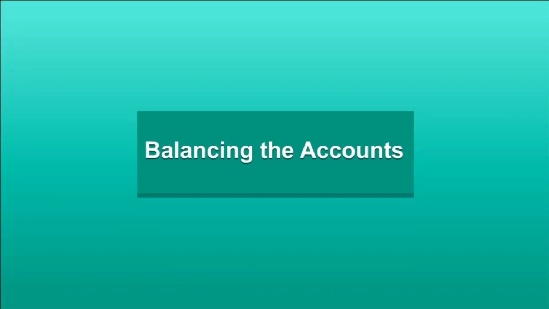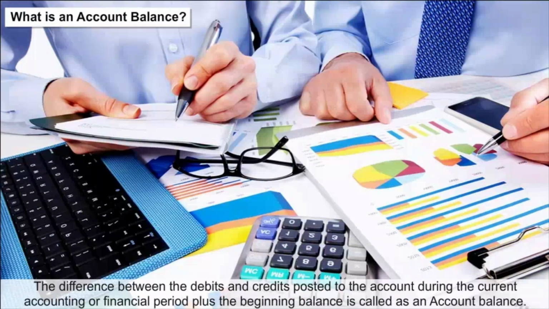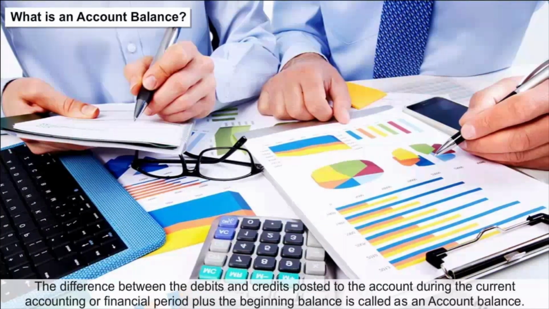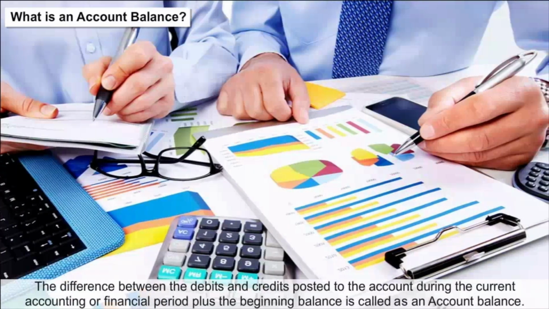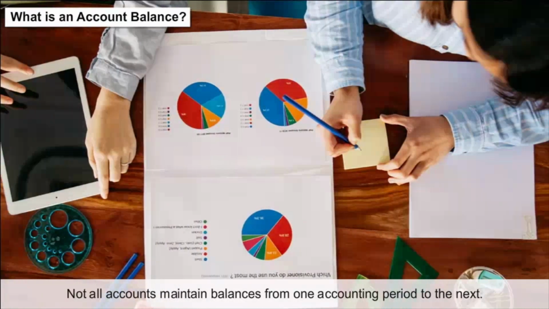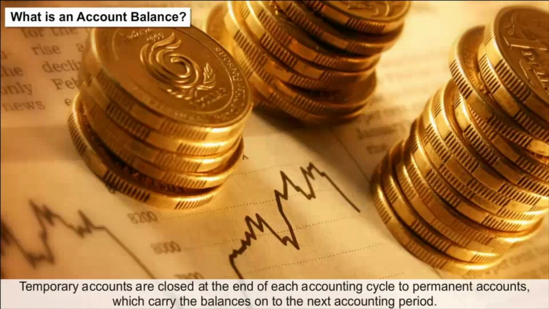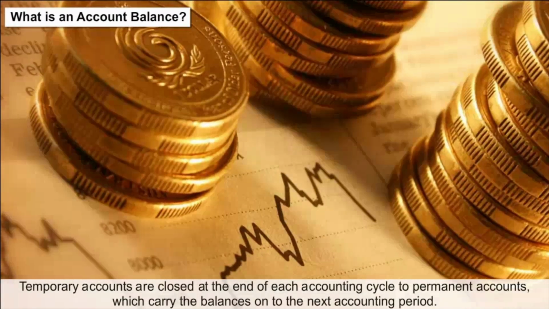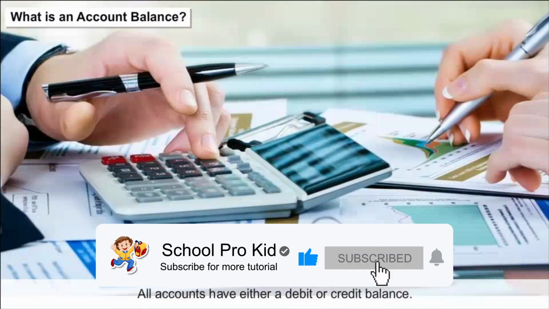Balancing the accounts. What is an account balance? An account balance is the difference between the debits and credits posted to the account during the current accounting or financial period plus the beginning balance. Not all accounts maintain balances from one accounting period to the next. Temporary accounts are closed at the end of each accounting cycle to permanent accounts, which carry the balances on to the next accounting period. All accounts have either a debit or credit balance.